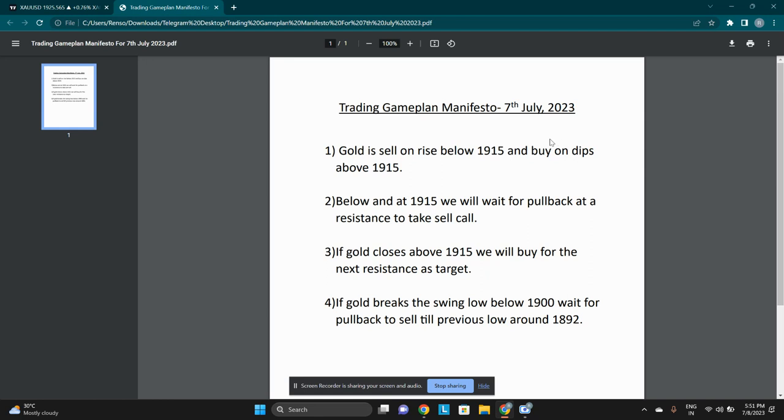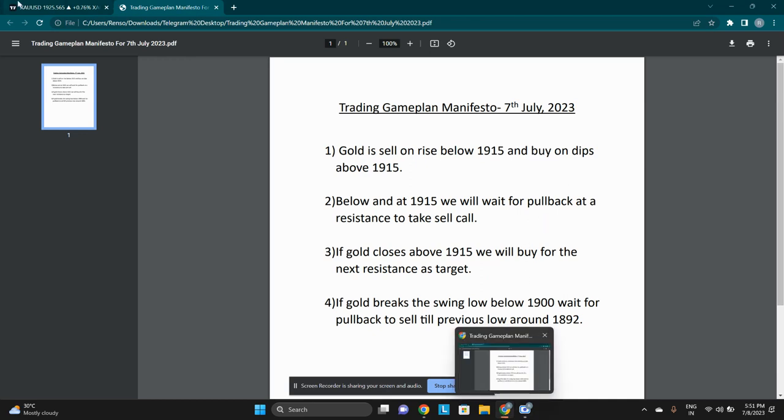So on Friday, I had shared this on Thursday in my Telegram channel, and I had told gold is sell on rise below 1915, okay, and buy on dips above 1950. So below and at 1915, we'll wait for a pullback at a resistance to take a sell call.